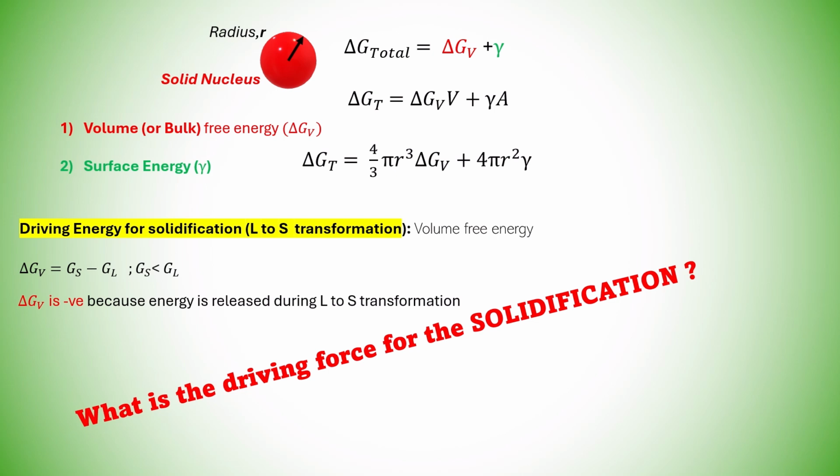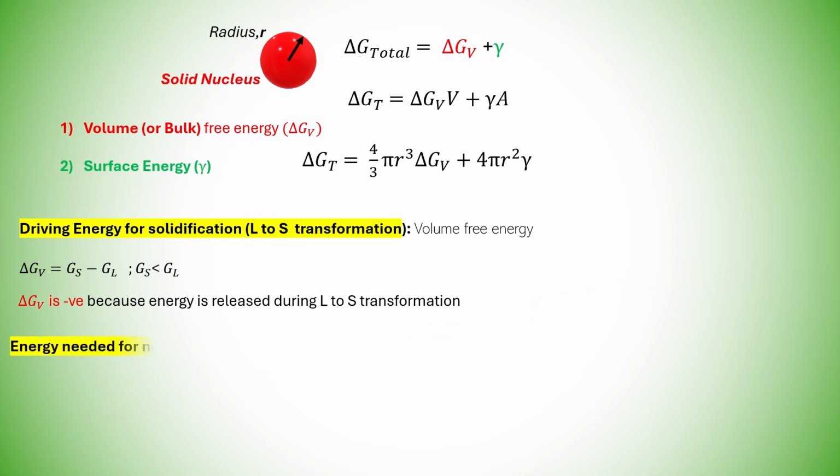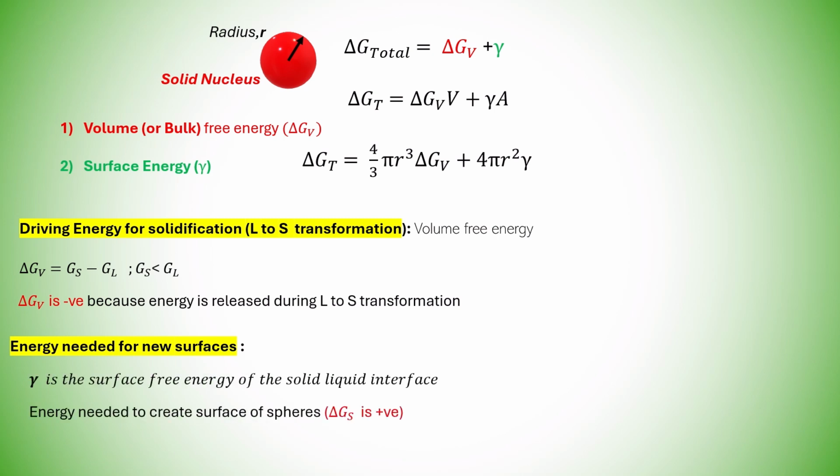Now we will discuss the energy associated with the newly formed surface. You can think that if a solid phase is forming in the liquid phase, this newly formed solid phase will also have a surface area, which continues to grow. And the energy associated with it is positive because energy will be required for its growth. Thus, the surface energy of the solid-liquid interface is positive and is denoted by gamma.